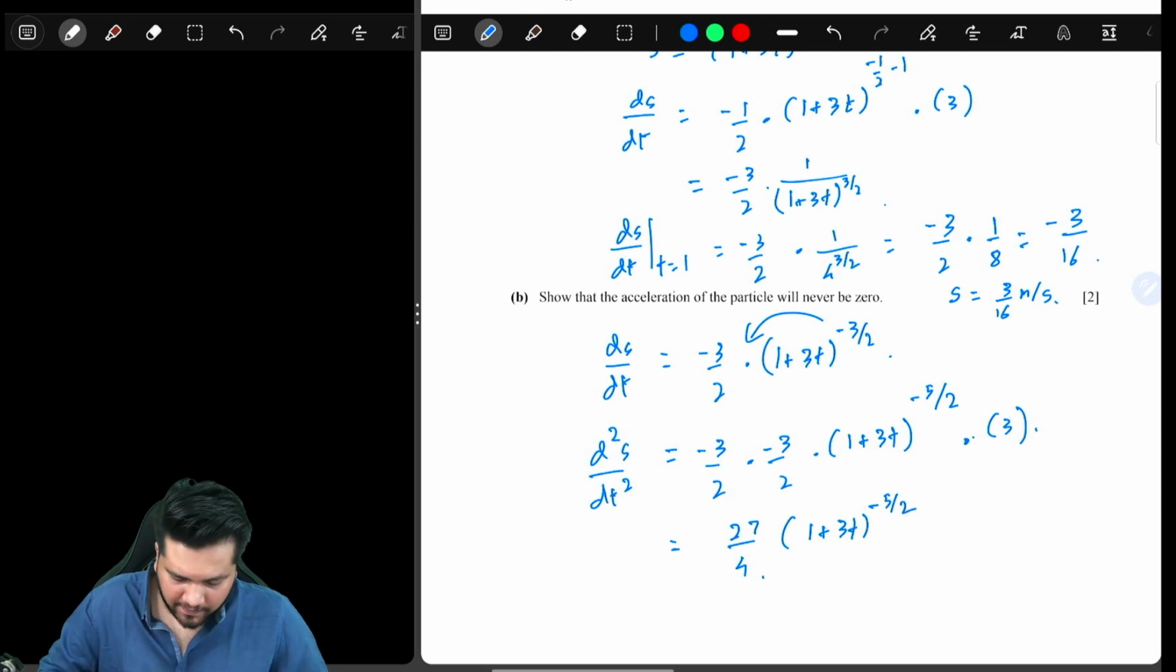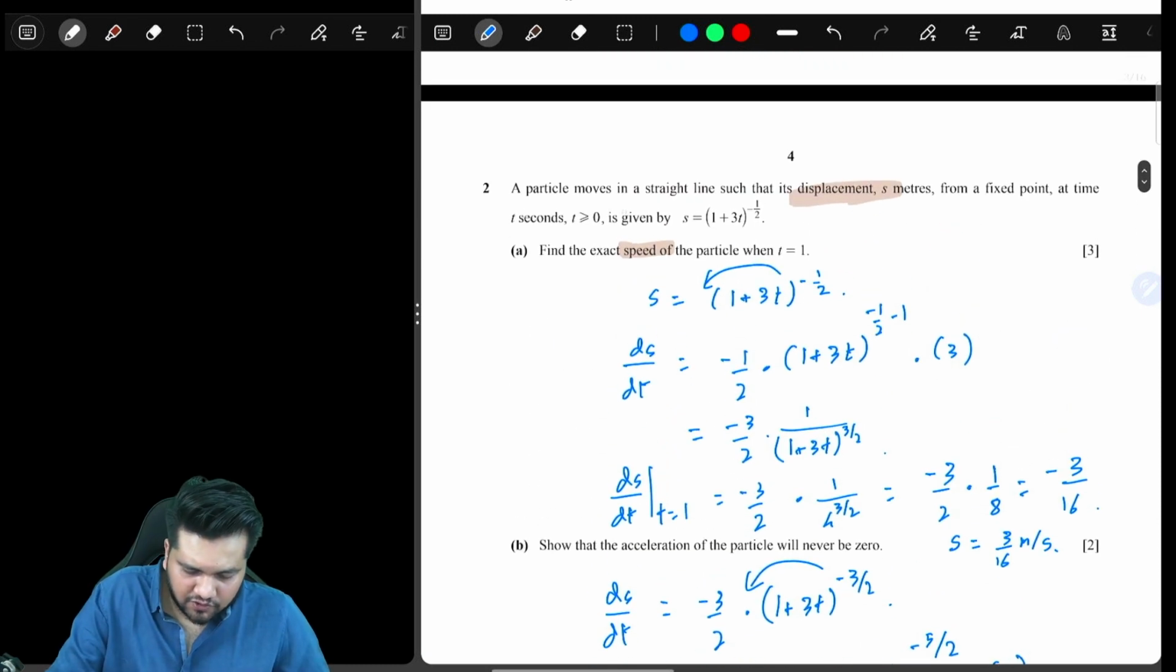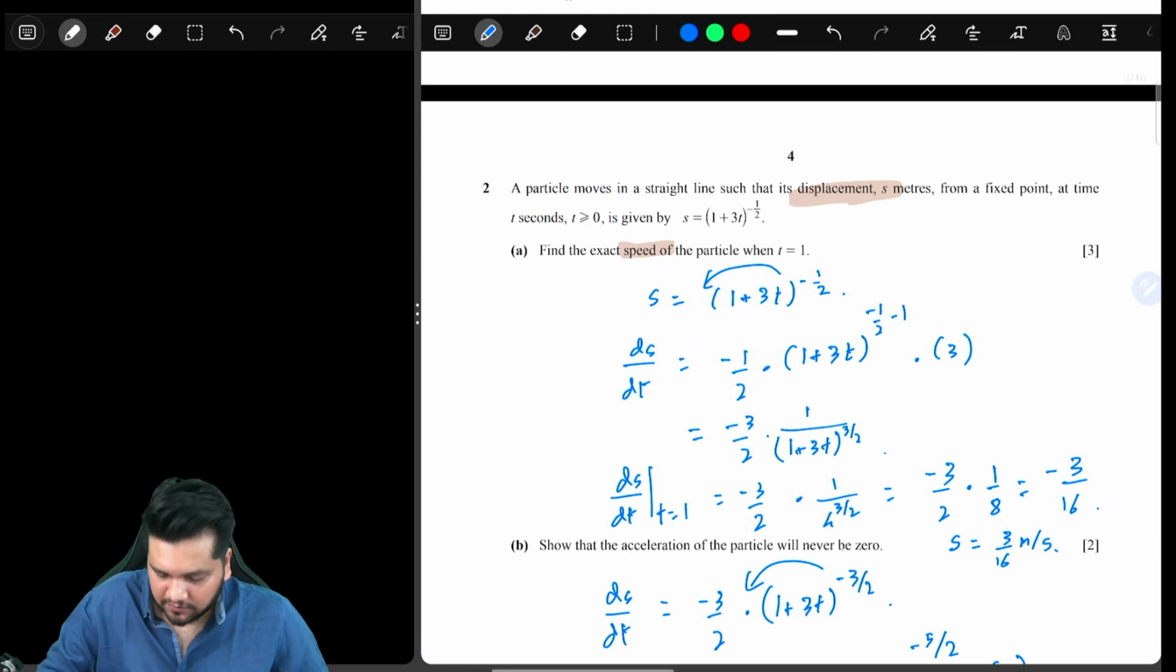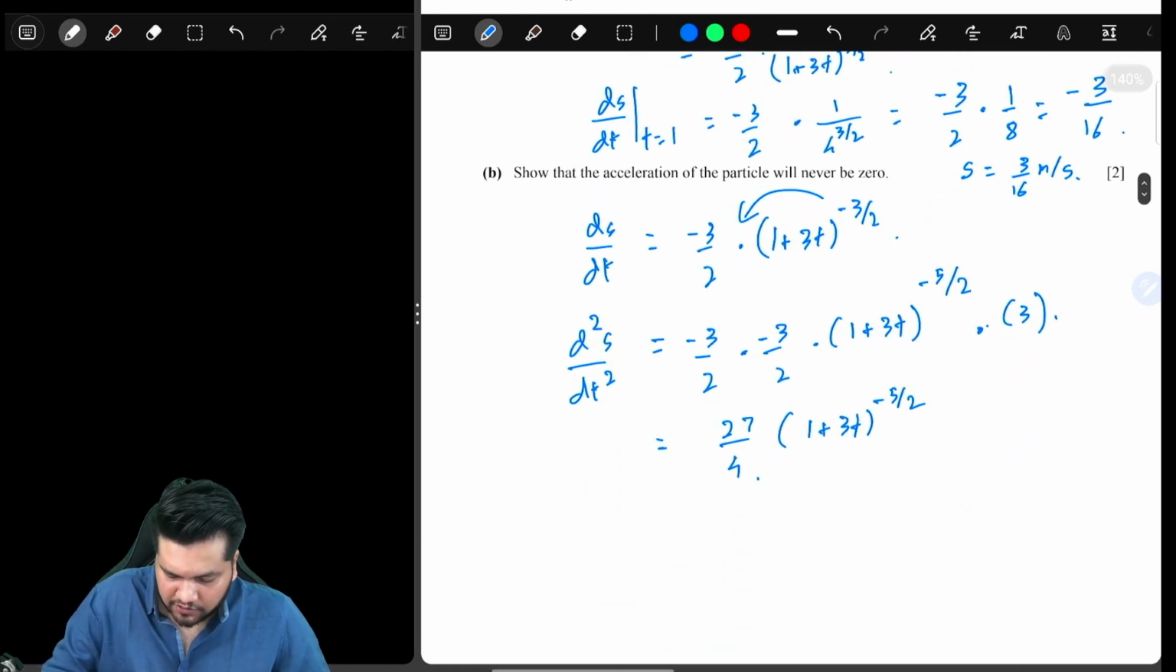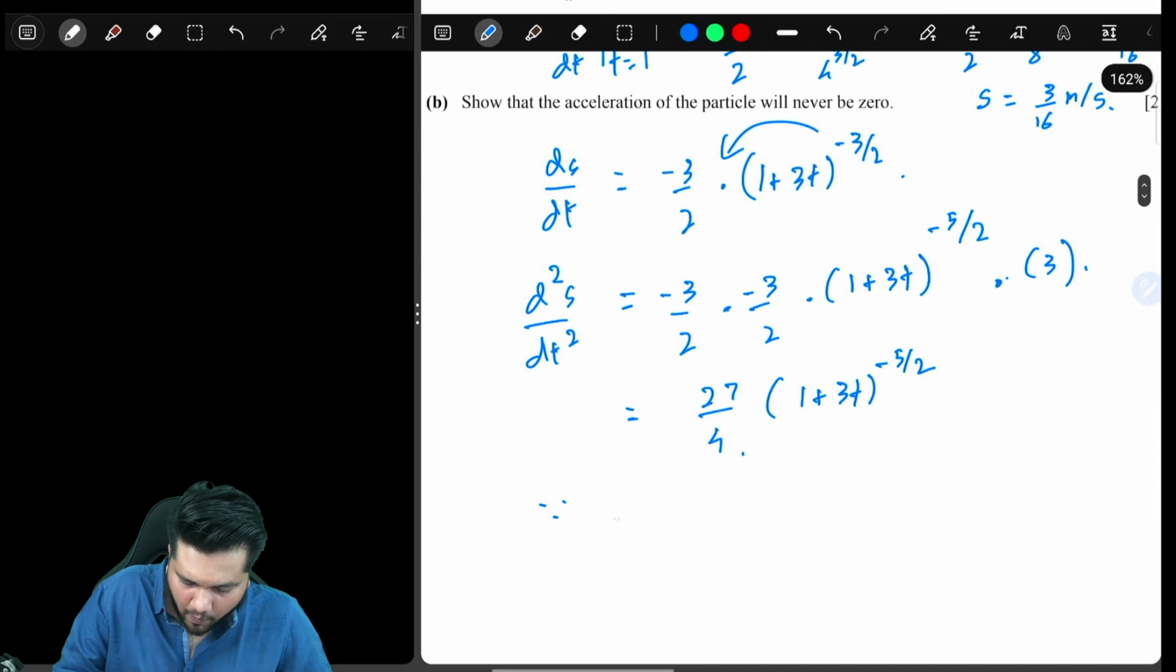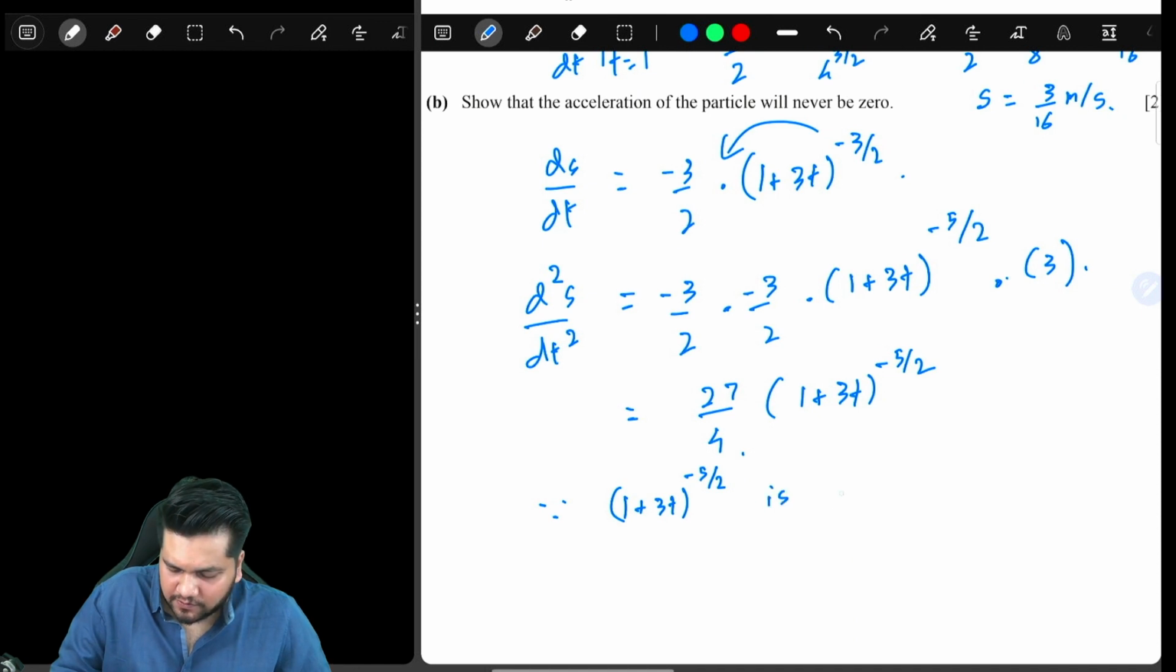Now the thing is here, see, t is always greater than or equal to 0. Of course, time cannot be negative. So here, since 1 plus 3t to the power of minus 5 by 2 is always positive.